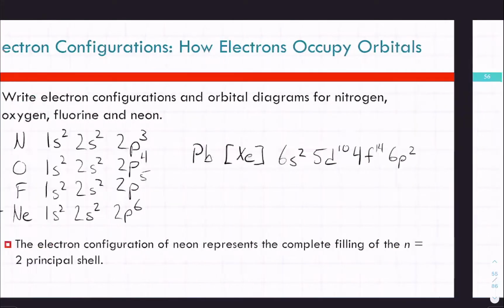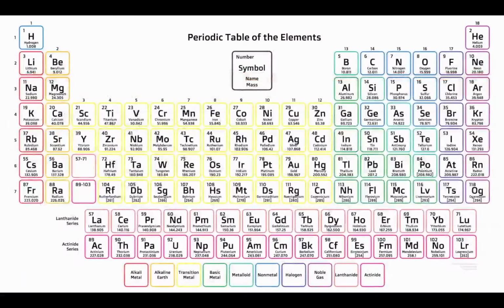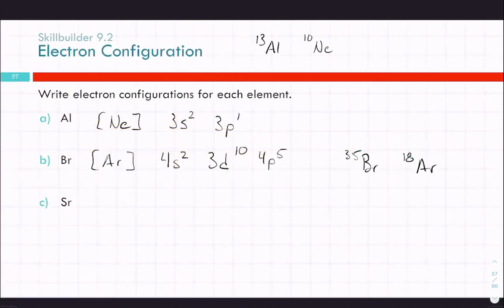Okay. Let's go back over here then. All right, so we did bromine. Now we can do strontium. So strontium, all the way down over here. Okay, so strontium, if we want to abbreviate this, what noble gas would we use? Krypton. Superman's weakness. Okay, so Kr.